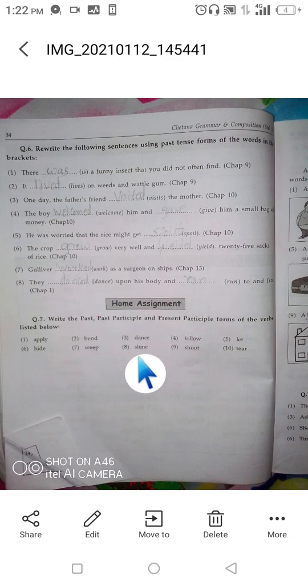Now home assignment work: write past participle and present participle forms of the verbs listed below. Apply, bend, dance. Just you have to write the past participle and present participle. These are all present tense. Okay, so apply, what will be the past tense? Applied. Okay, just lied. Then bend, bended. These types you have to write. The present participle you have to add the ing into it.